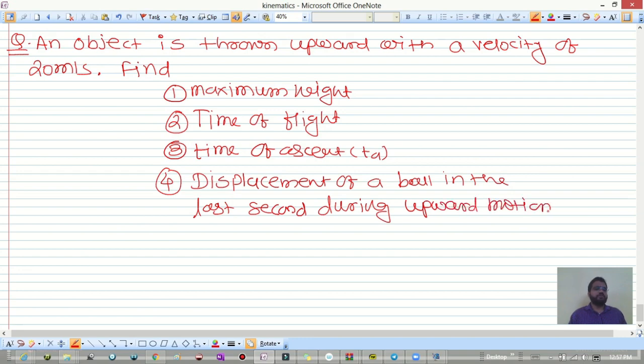So all these questions you have to find the right answer. And maximum height, you can use u square divided by 2g. I'm just giving the hint. Time of flight, you can use 2u divided by g. Time of ascent, you can use u by g. Displacement of a ball in the last second, so nth formula you can use during the upward motion, right? So n you have to calculate total time during the ascent, right? You have to find.